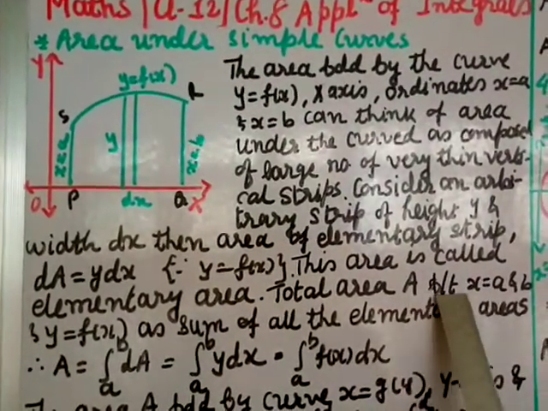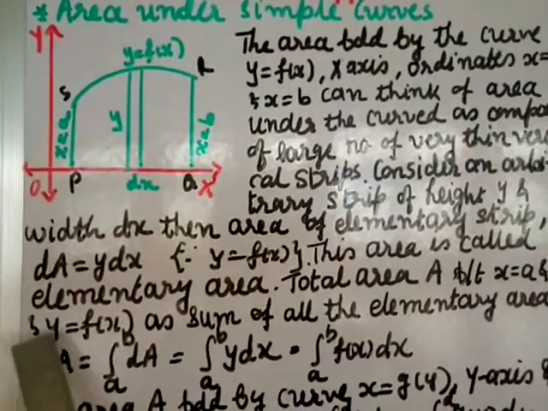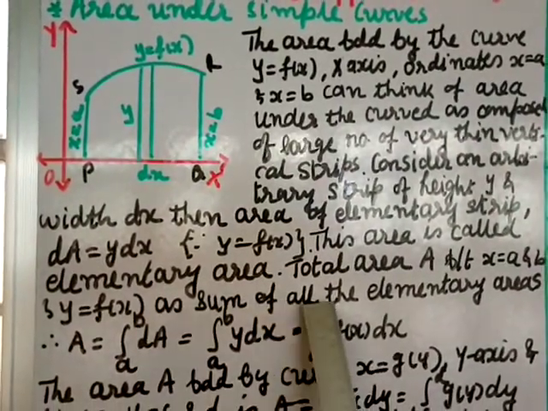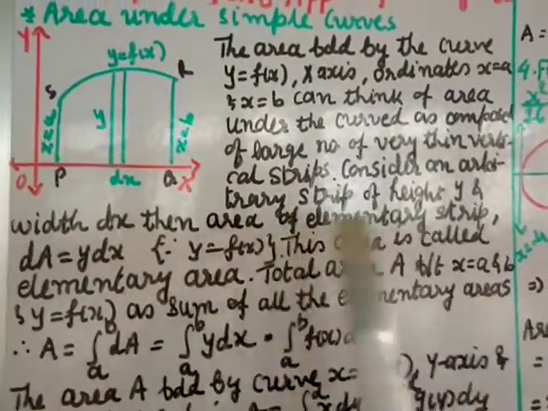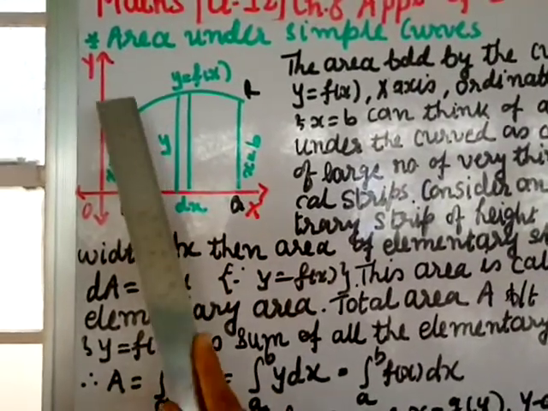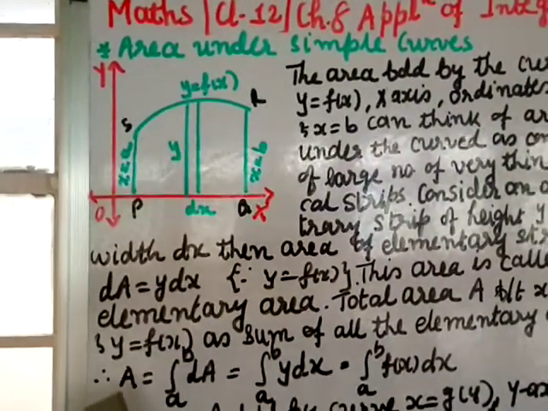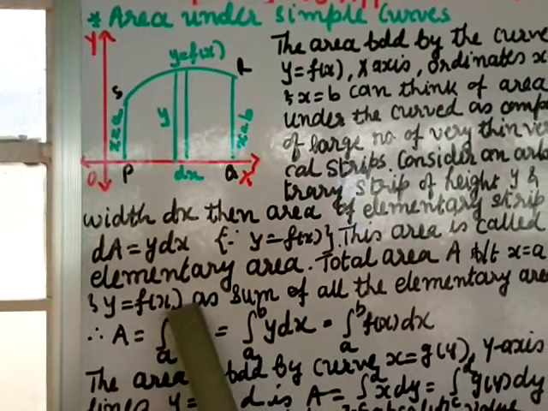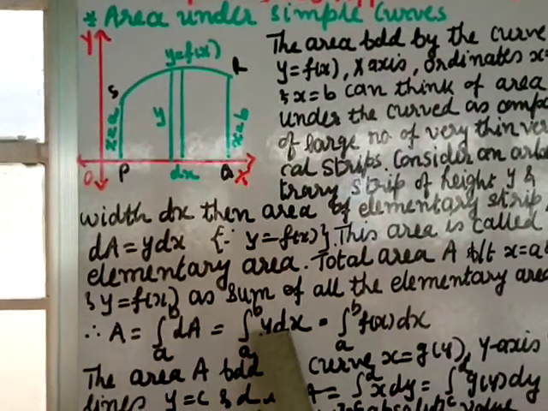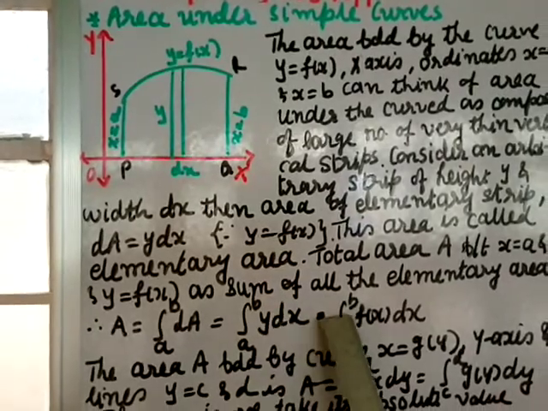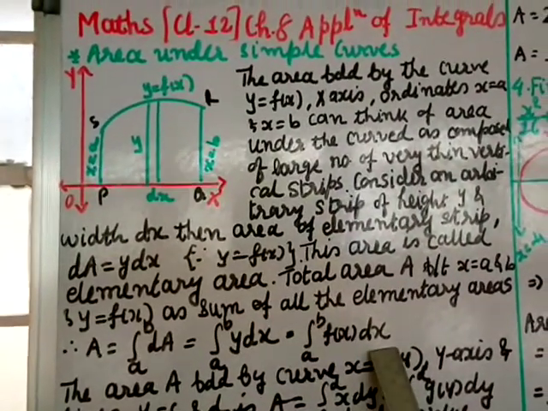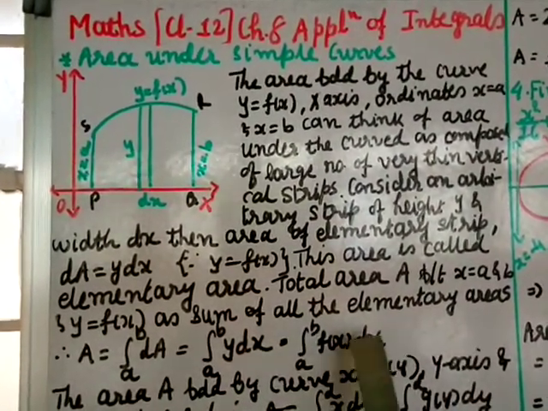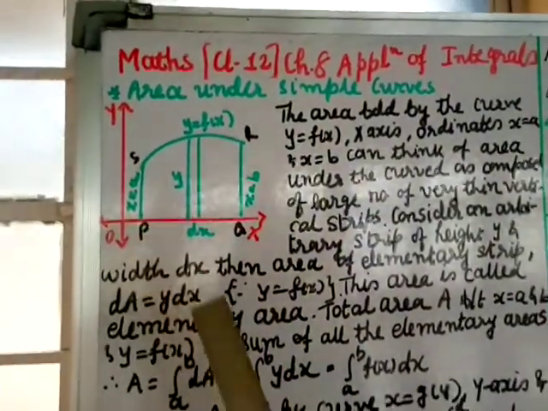The total area A between x equals a and b and y equals f(x) is the sum of all the elementary areas. So if I want the total area, I will sum all the small strips. Then it is given as the integration. So A is equal to the integral from a to b of dA. dA is equal to y dx and y is equal to f(x). So the integral from a to b of f(x) dx. Okay, so that is the integral. When you do this, you'll find the total area.